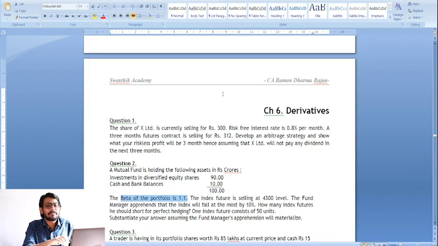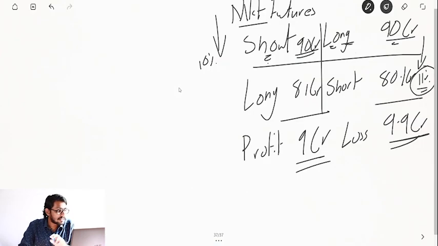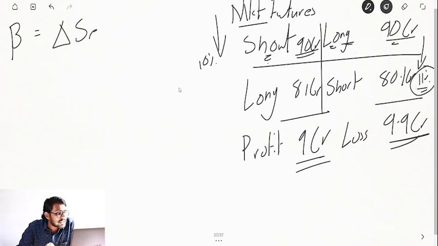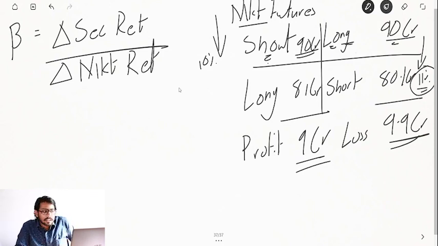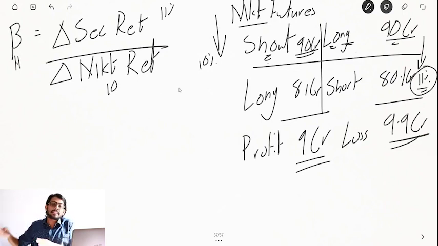Beta of the portfolio is 1.1. What is beta? You know the formula for beta. What is the meaning of beta? It's sensitivity. How sensitive you are to the market, or in other words, the change in security return for a change in market return. Now, when the market falls by 10%, beta is 1.1, so your security falls by 11%. That's what beta means. If the market falls by 1%, the security will fall by 1.1%. If the market falls by 10%, your stock will fall by 11%.